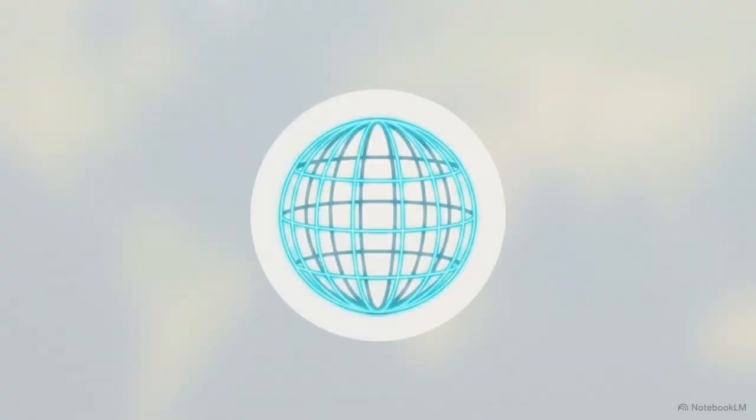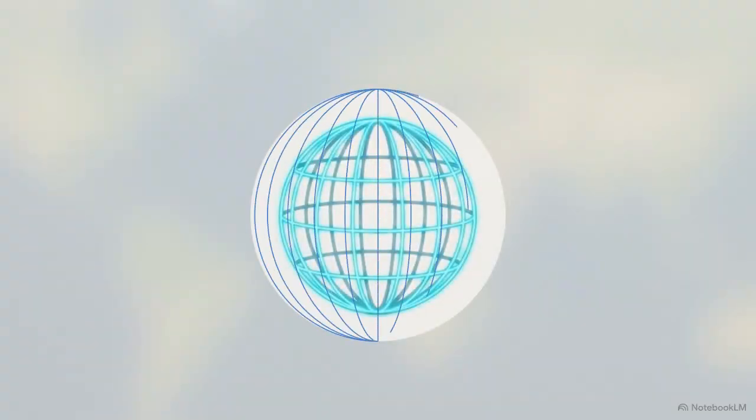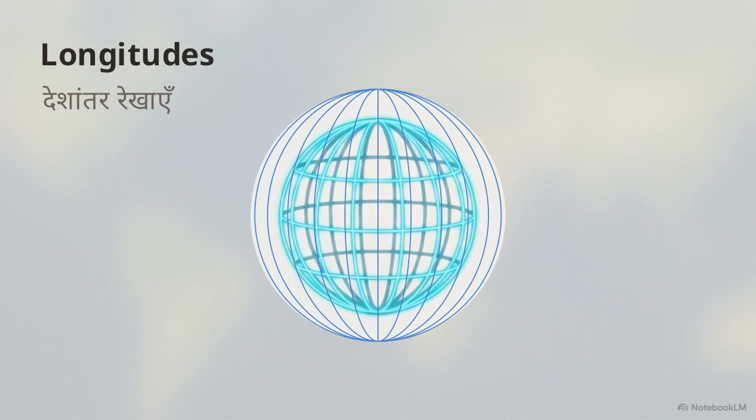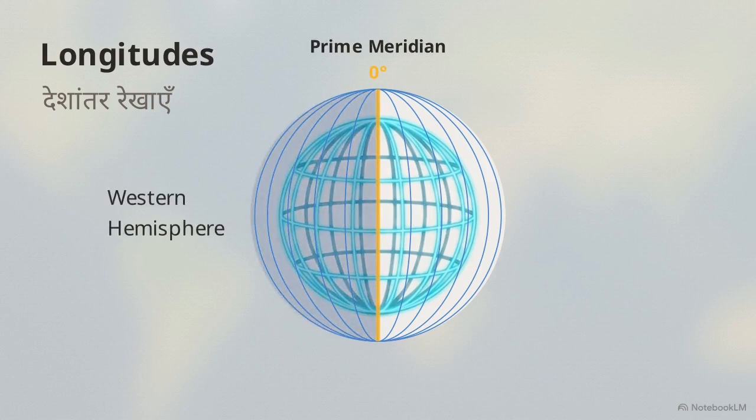Now, look at this diagram as we add vertical lines to complete our grid. These lines run straight down from the North Pole to the South Pole. We call these vertical avenues longitudes, or deshanta rekhai. Just like the equator, there is one main vertical line anchoring the system. It is called the prime meridian, sitting at 0 degrees. It splits the globe vertically into the western hemisphere and the eastern hemisphere.